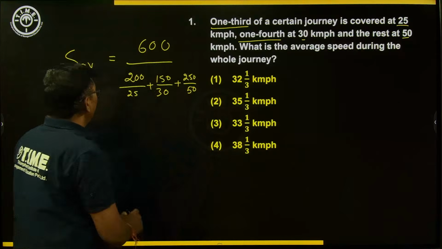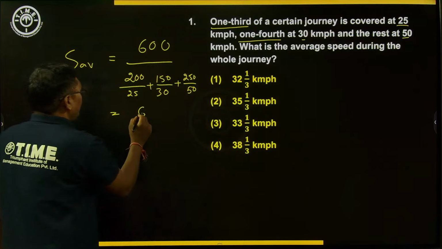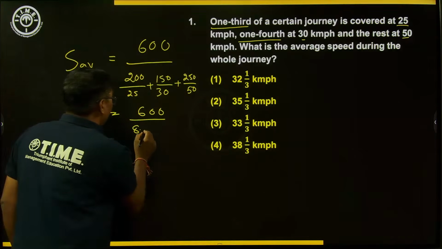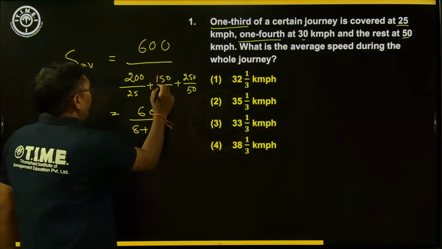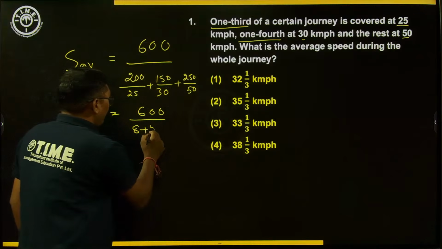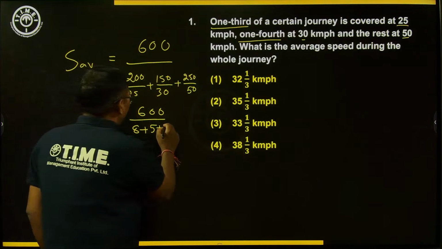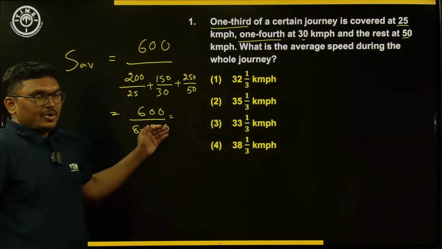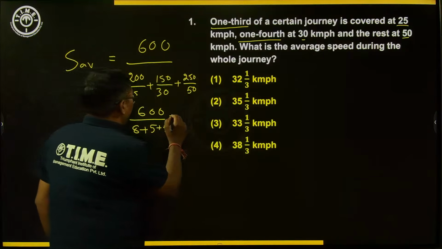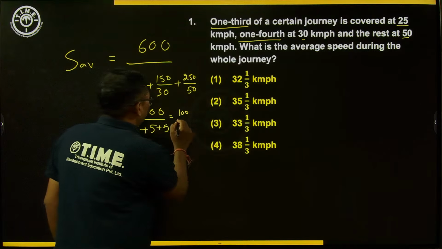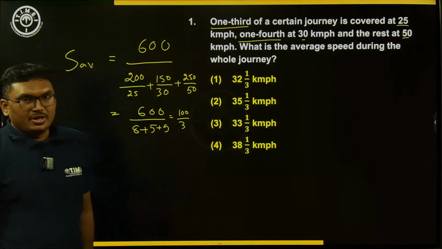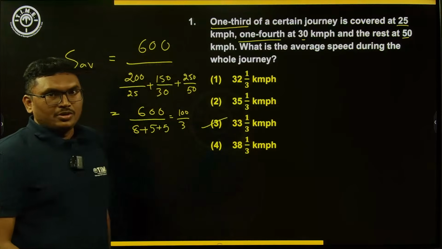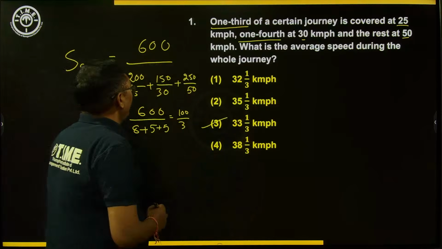So if you simplify this one, you will get 600 by, this is 8, and this is 150 by 30, that is 5, and here 5. That means 600 by 18. 600 by 18 is 100 by 3. So 100 by 3 is nothing but 33 1/3 kmph. So our correct choice is choice 3. Okay, next.